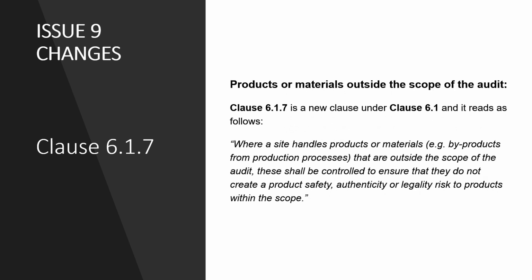Clause 6.1.7 is a new clause under 6.1. Previously, 6.1 ended at 6.1.6, but now with this issue 9, it's up to 6.1.7, and it reads as follows. Where a site handles product or materials, for example, byproducts from production processes, that are outside the scope of the audit, these shall be controlled to ensure that they do not create a product safety, authenticity, or legal risk to products within the scope.